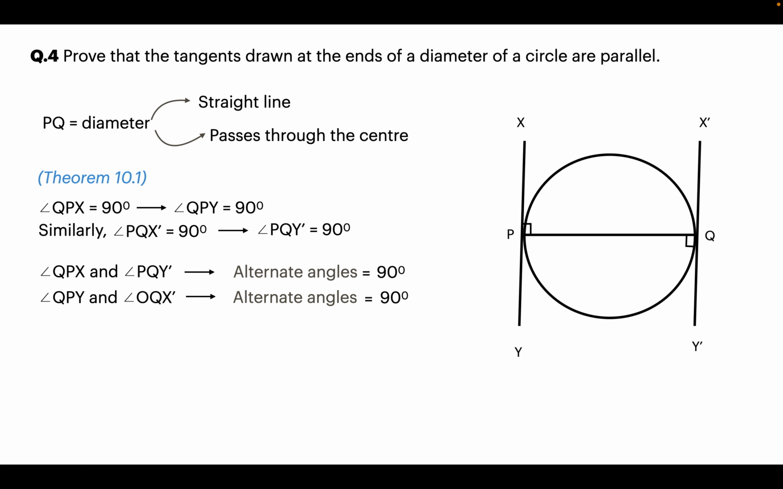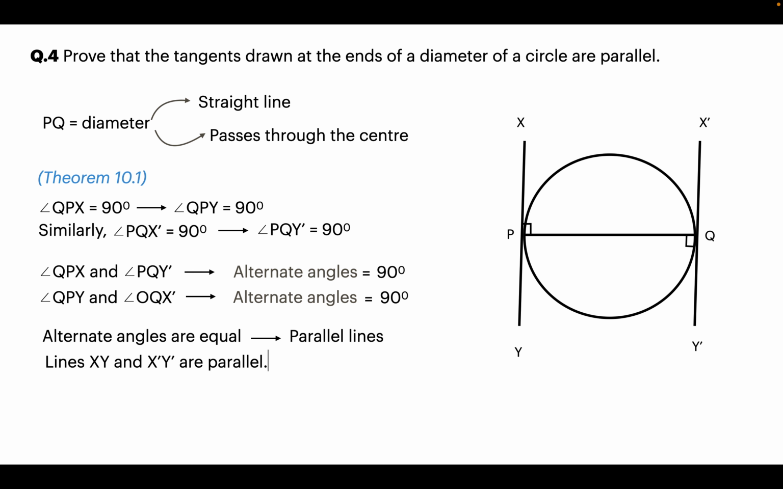And when do we have alternate angles equal? When lines are parallel. Otherwise we wouldn't have these angles equal. That means lines XY and X'Y' are parallel. And now you know that these lines XY and X'Y' are the lines that are tangent at points P and Q, and points P and Q are the endpoints of the diameter, and these lines are parallel, so the tangents drawn at the endpoints of a diameter are parallel. We have proved it.